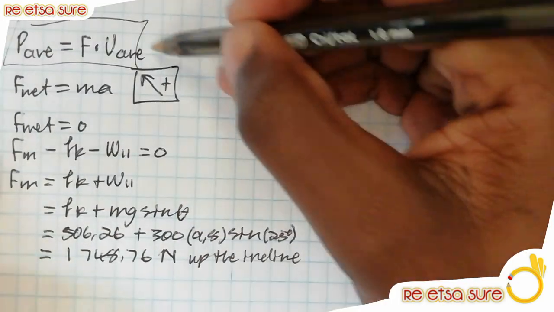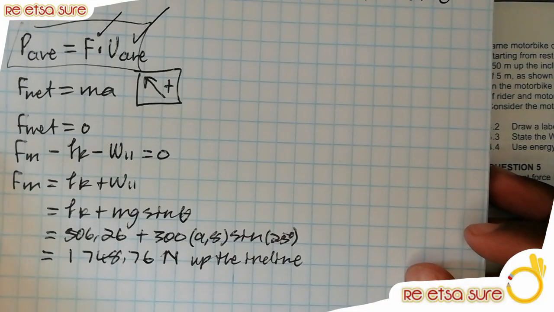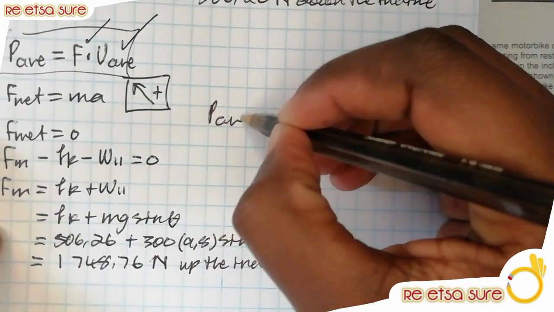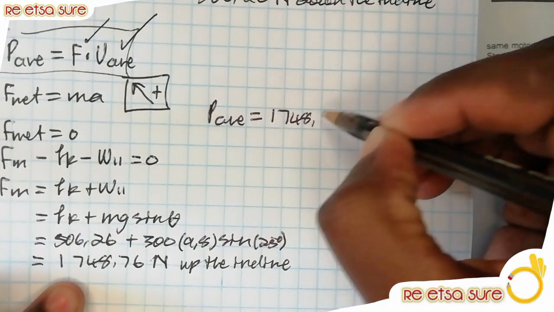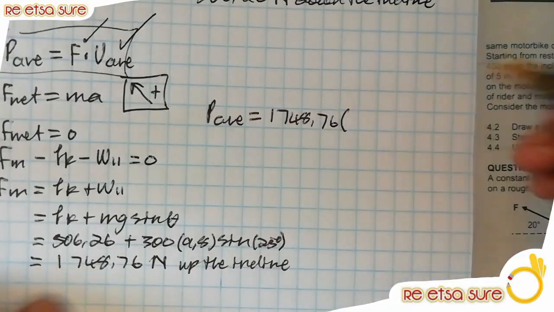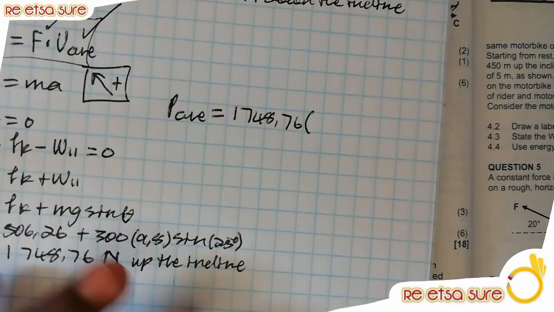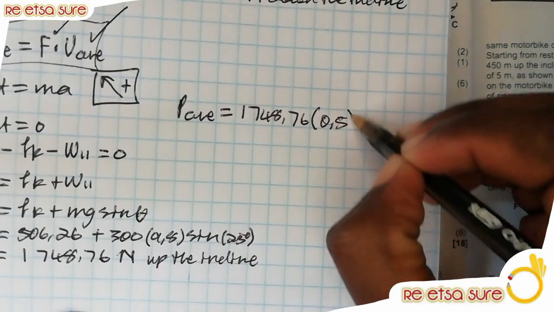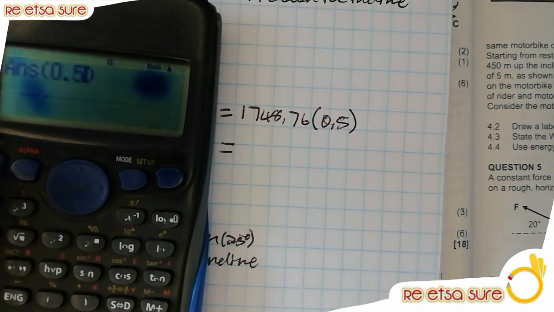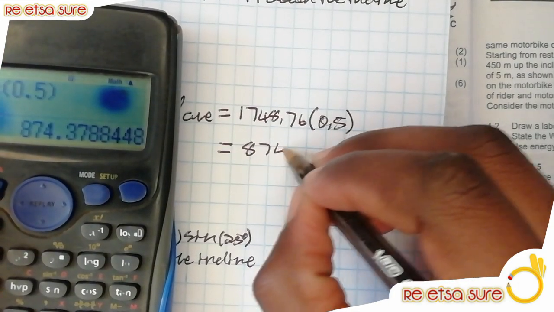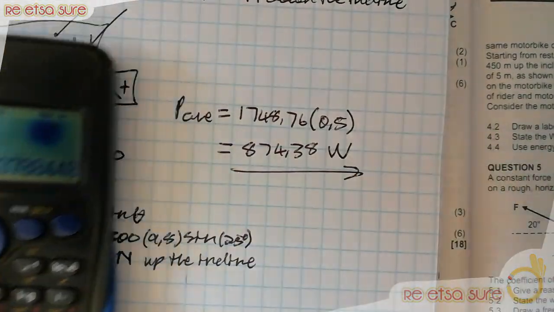Now we haven't answered the question yet. In this equation, we now know the force of the motor and the average velocity. So average power is equal to this force, 1748.76, times 0.5 meters per second. We get 874.38 watts. That's our final answer.